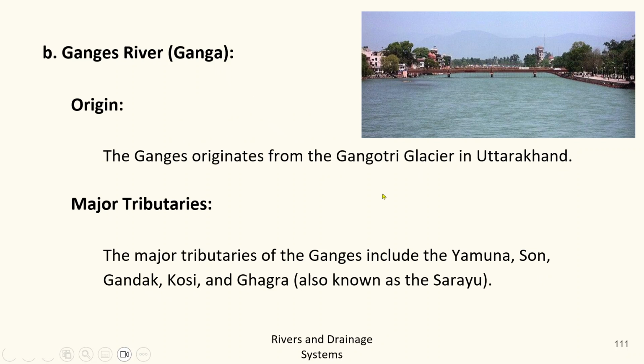Now come to the next river, which is called the Ganga River. So Ganga basically originates from Gangotri Glacier, but not in the form of Ganga. Okay. It originated from the Gangotri Glacier in the form of Bhagirathi. Okay.